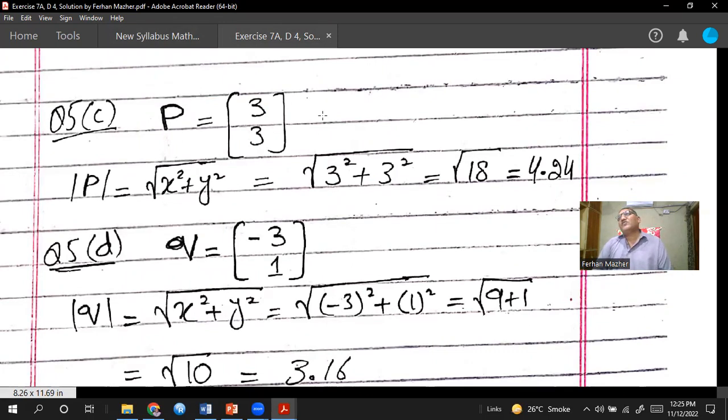And then they ask us to find out the magnitude of P. So that will be the square root of x squared plus y squared. So that will be 3 squared plus 3 squared, and square root on it. So that will be the square root of 18, and that will be 4.24. So this is how you will do the C part.